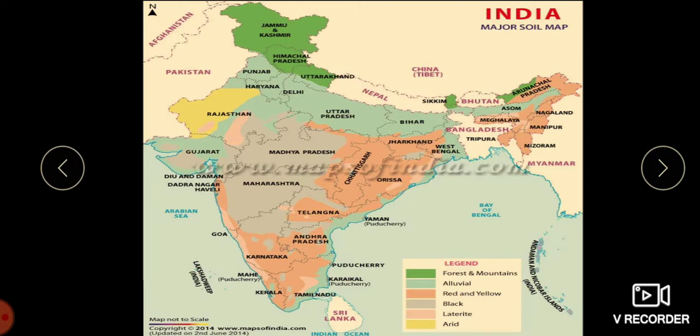The major states where we find the black soil: you can see Madhya Pradesh, Maharashtra, the northern parts of Karnataka, Telangana and Andhra Pradesh, and Jharkhand. These are the areas where we find the black soil in our country.